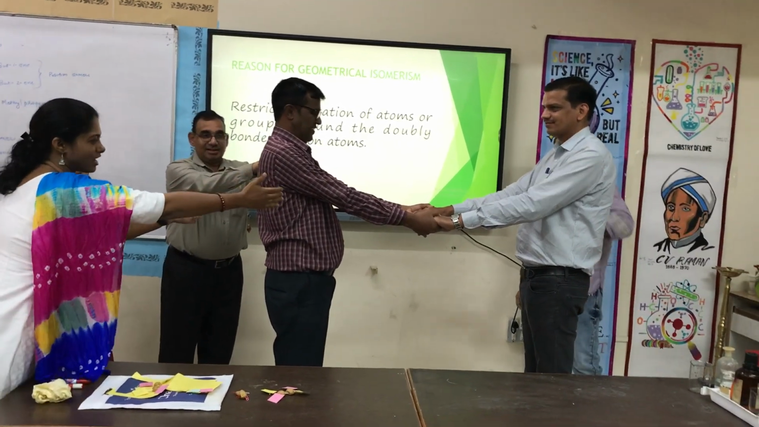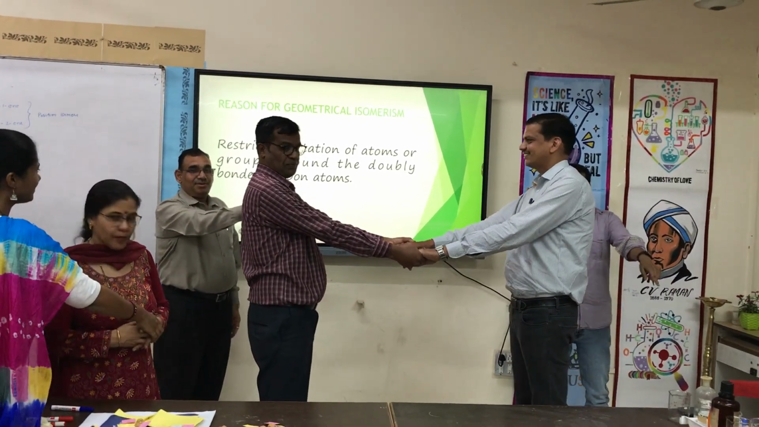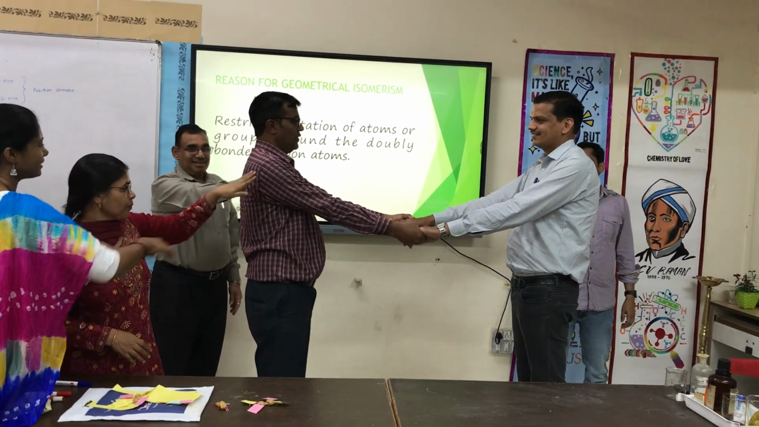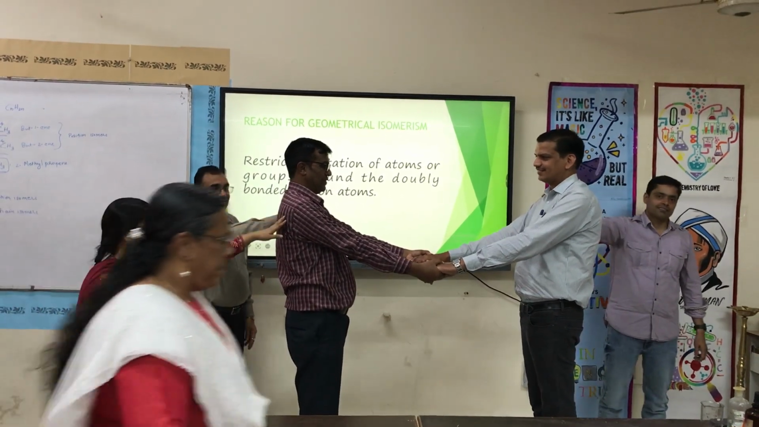This is the carbon-carbon double bond. Now each of these carbon atoms has two valences. Now one on this side, arrangement. Please hold the shoulder.